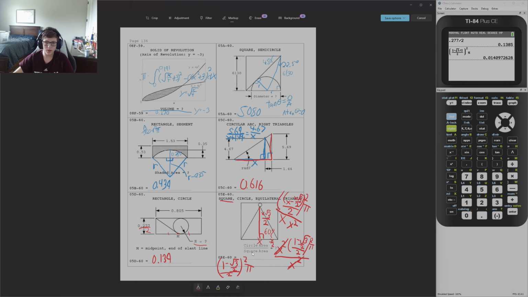All right, 0.0141. Awesome. We solved every problem on this page, and I think we did pretty well on each of them. Maybe a couple missteps here and there, but all in all, I'd say we were pretty productive. Thank you all for sticking around to the end.